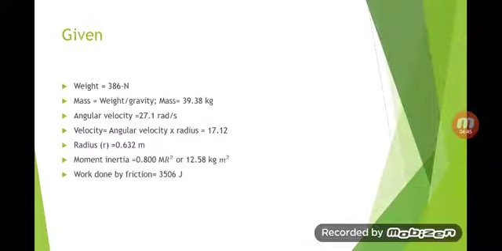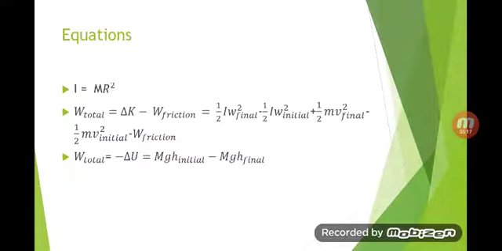Now, the radius is equal to 0.632 meters, and the moment of inertia is equal to 0.8 mr squared, in which if you plug in the m, which is 39.38 times r, which is 0.632 squared, you get a value of 12.51 kilogram meter squared. And the absolute work done by friction is 3,506 joules. Now, to start things off, work total is equal to change in kinetic energy minus work done by friction.